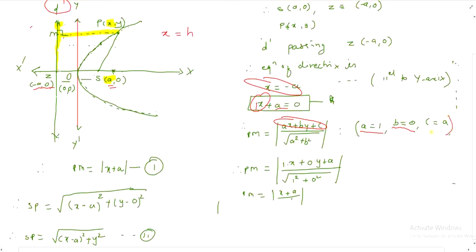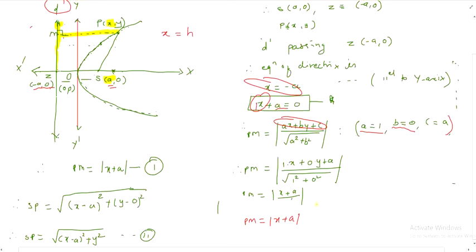So here PM is equal to, substituting the values, a is equal to 1 into x plus b is equal to 0, and c is equal to a, upon under root a squared, that is 1 squared, plus b squared, that is 0 squared. Therefore PM is equal to only mod of x plus a by 1, that is, PM is simply mod of x plus a. This is nothing but the distance of the directrix from the point P.